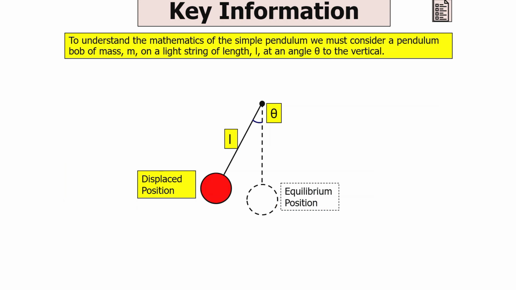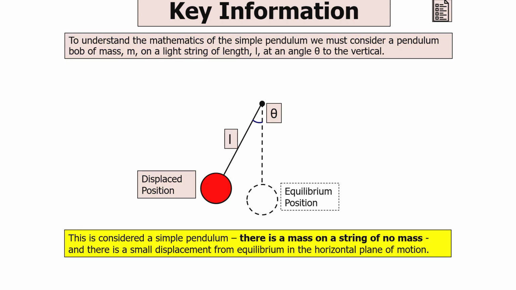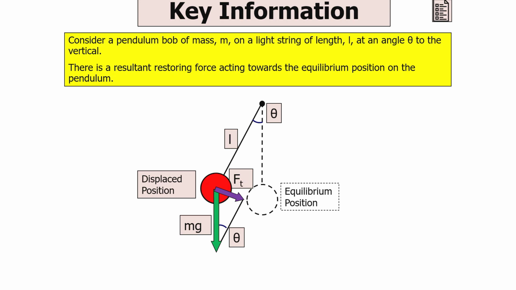Let's now have a look at the simple pendulum. To understand the mathematics of the simple pendulum, we must consider a pendulum bob of mass m on a light string of length L at an angle of theta to the vertical. Now this is considered a simple pendulum. There's a mass on a string of no mass, and there's a small displacement from equilibrium in the horizontal plane of motion.